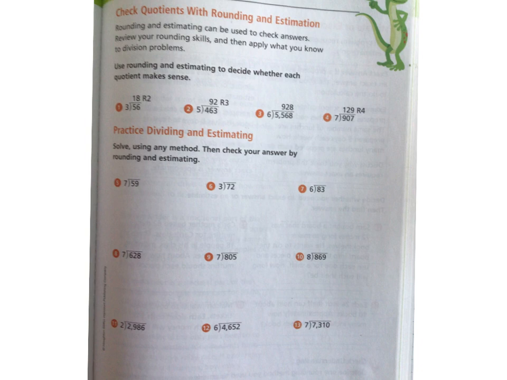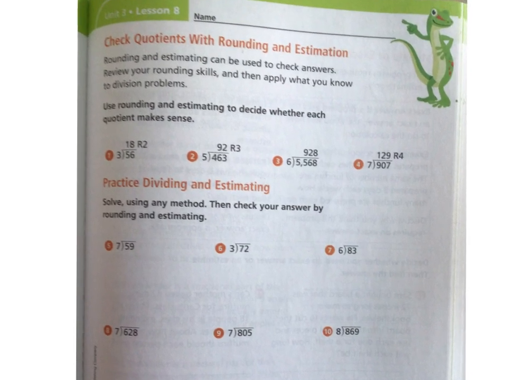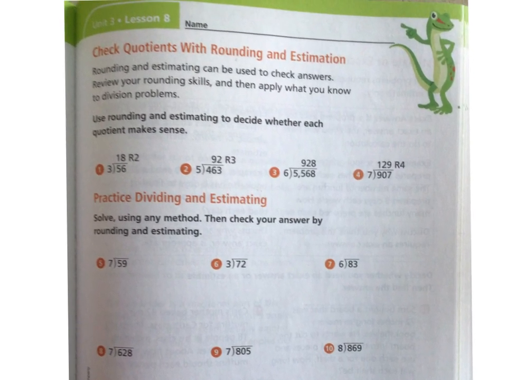We're going to also talk about, up at the top, it says check quotients. Remember, quotient, when you're dividing, a quotient is your answer. Just like when you do a plus problem or an addition problem, our answer is called a sum, S-U-M. So when I do a dividing problem, my answer is called a quotient.